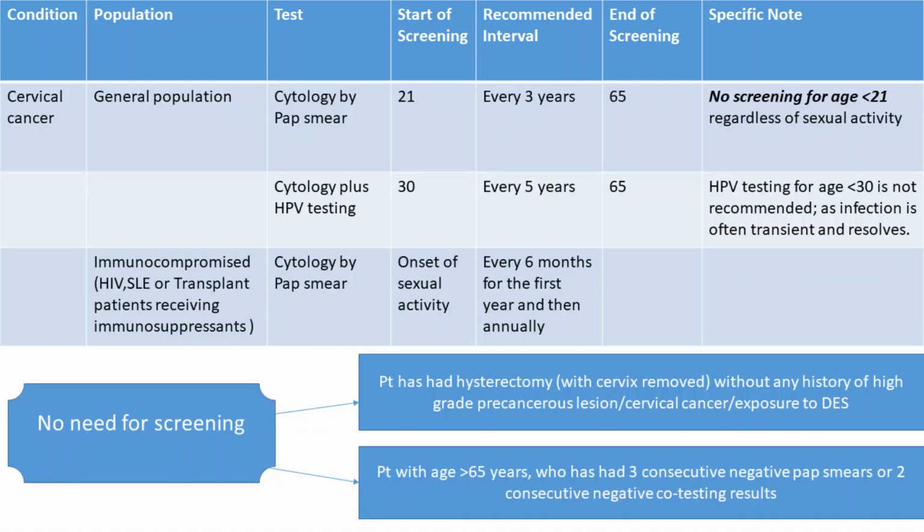Cervical cancer. All women are screened for cervical cancer starting at the age of 21 years, and the modality that we use is cytology by pap smear, which is done every 3 years, and screening is done up to the age of 65 years. Another method of testing is cytology plus HPV testing, but the minimum age is 30 years, and co-testing with cytology plus HPV can be done every 5 years.